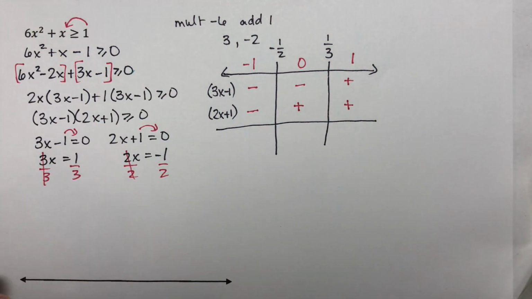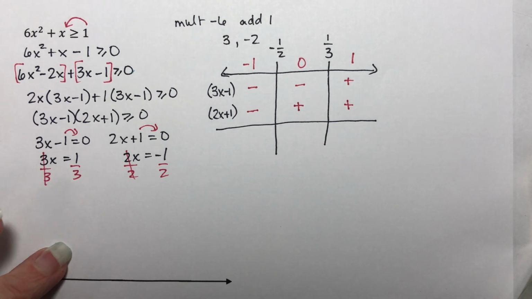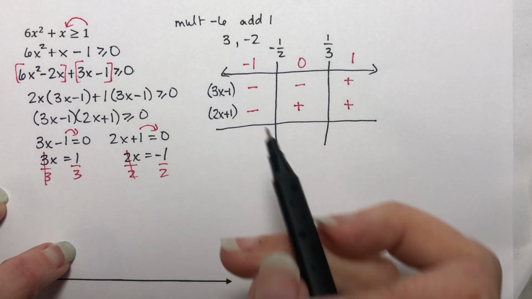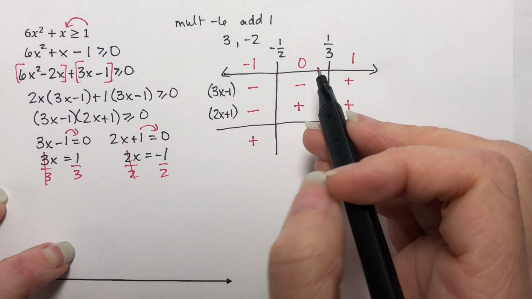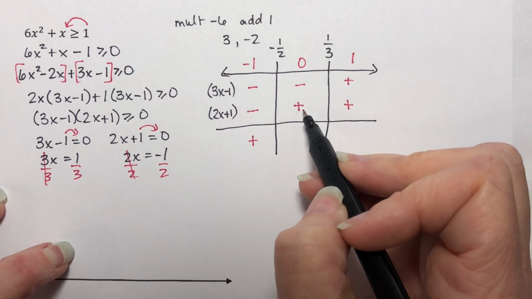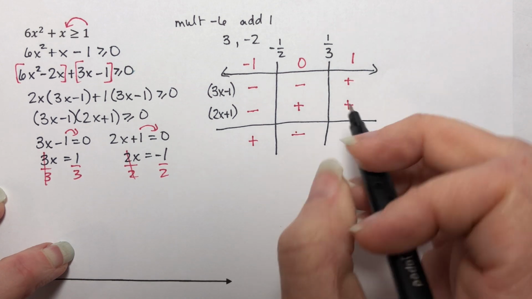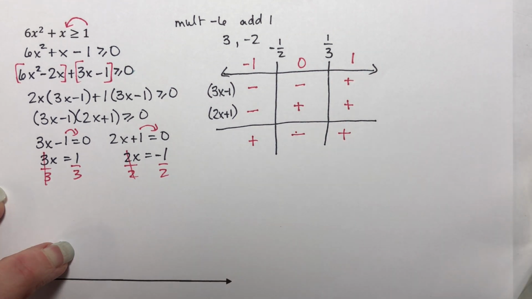Now at this point, you may be wondering if all of your graphs are going to be identical, and the answer is definitely no. It happens a lot, but it doesn't always happen. Negative times a negative is positive. Negative times a positive is negative. Positive times a positive is positive.